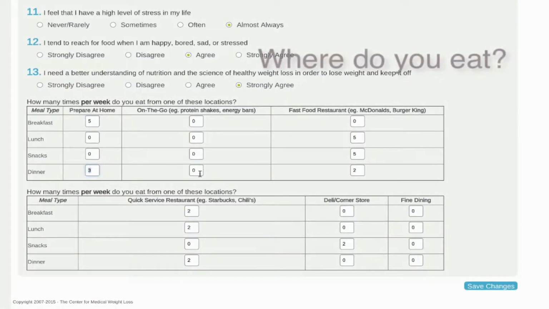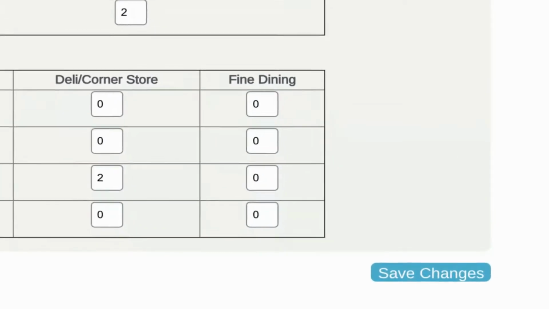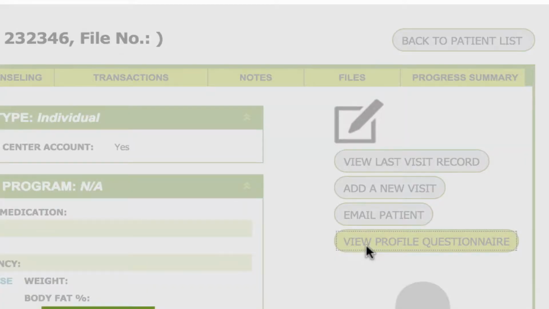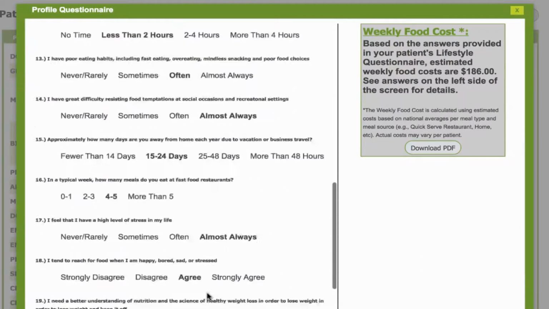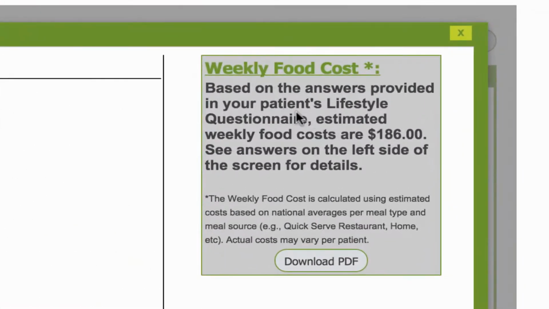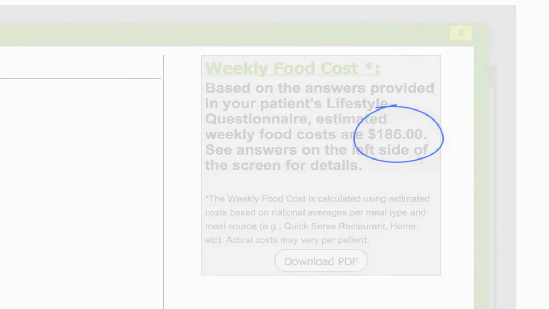Where do you eat your meals and how often? Based on the answers, the system estimates a weekly food cost. This information becomes extremely important when talking to the prospective patient about the good sense it makes to invest in better health. Here in the CMWL Provider Portal, you can see the prospective patient's specific answers to the HRA, as well as the estimated weekly cost of current eating habits. When reviewing your weight loss program's components, compare this weekly cost to the estimated weekly program cost to illuminate the fact that if the person is really motivated to lose weight, then cost really isn't an issue.